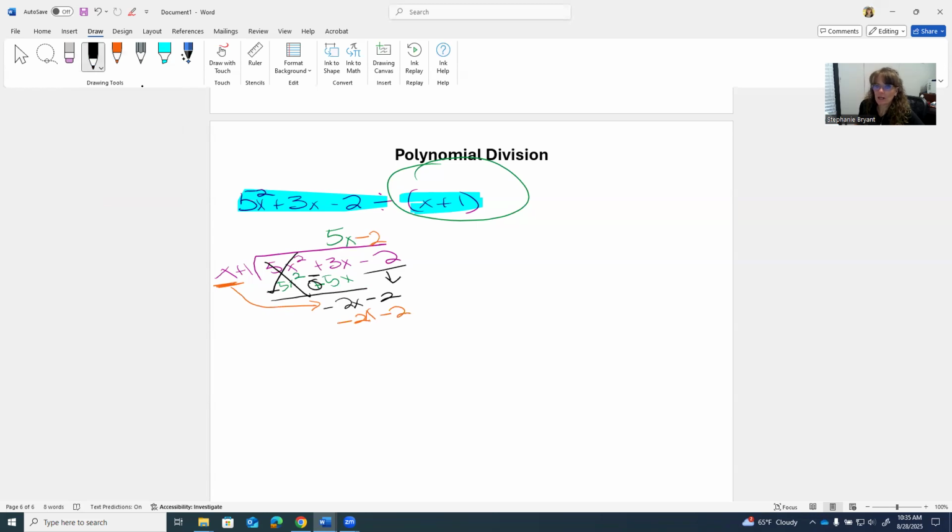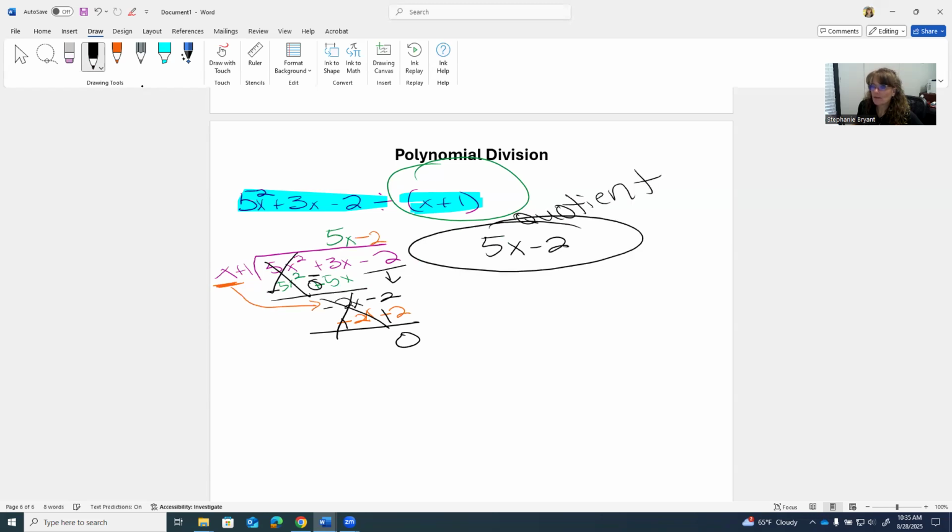And now let's subtract. Well, when I subtract, what happens? That negative times negative becomes positive, negative times negative becomes positive. These two go to 0. That's what I want. Oh, look at that. -2 plus 2 goes to 0. I have a remainder of 0. So my quotient and my end answer is 5x minus 2, and it has a remainder of 0.